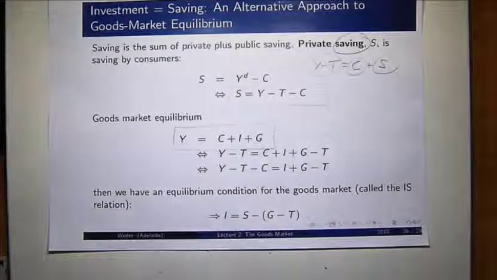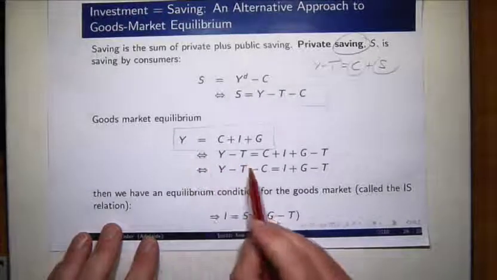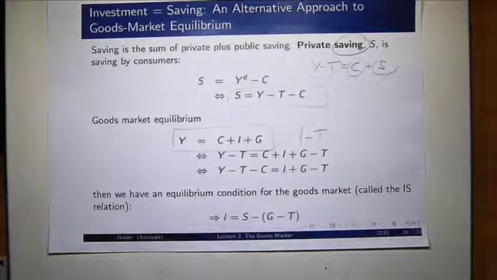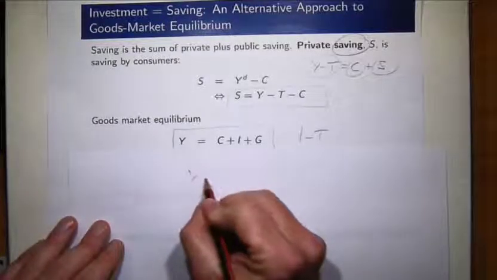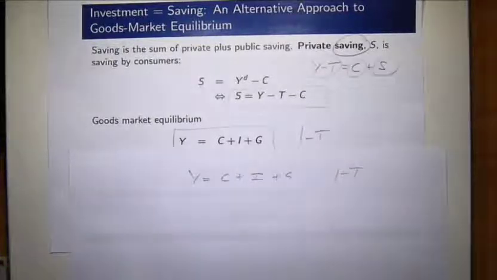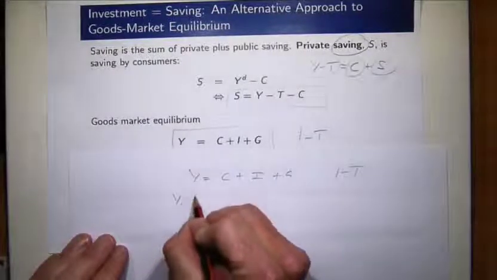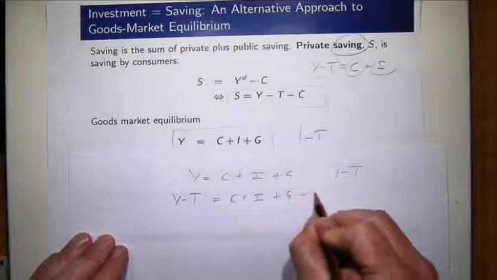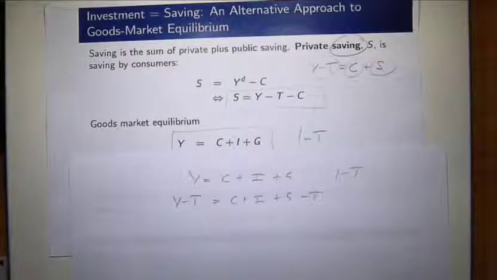Then I simply take away taxes on both sides of this equation. If I do this, let me just do this here, but you already have it here. So I have C plus I plus G, and I subtract taxes on both sides. So I have output minus taxes on the left-hand side, and C plus I plus G minus T on the right-hand side. I can do it. I just subtract the taxes on both sides of this equation.